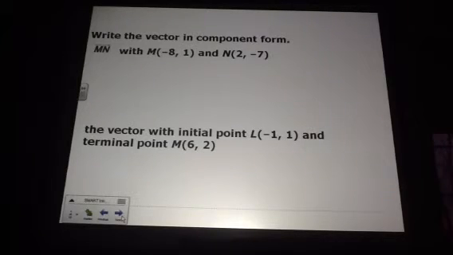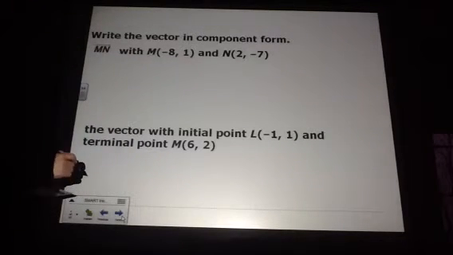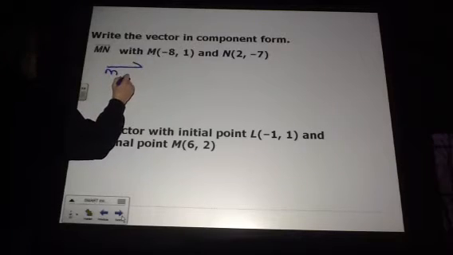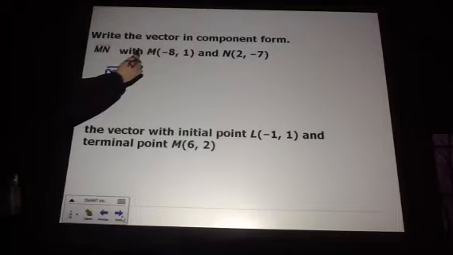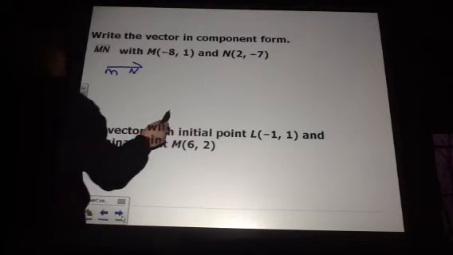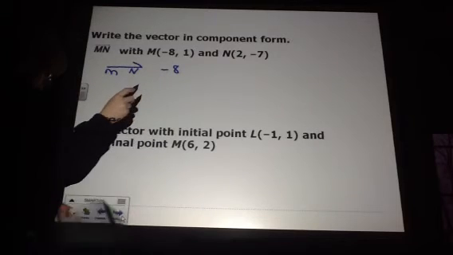Okay, now what we're going to do is we're going to write the vector in component form. All right, so we have vector MN. So here's your initial and your terminating point. So we go from here to here. And what you want to do is you want to look at your horizontal, okay? So for the horizontal, I can take -8.